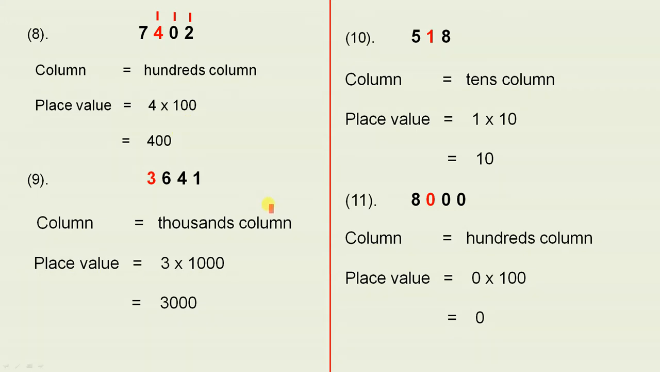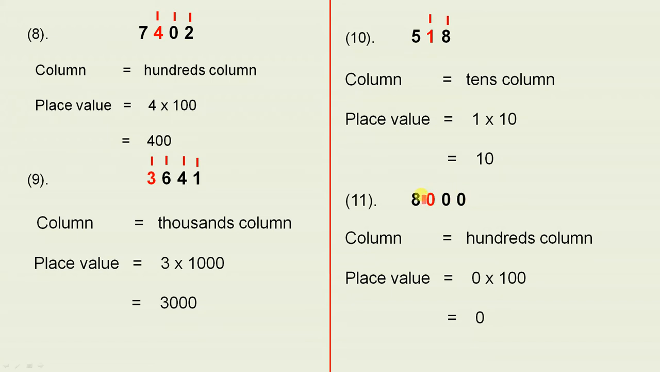Number 9, 3,641, the column is the thousands column because it's units, tens, hundreds, thousands. So the place value is 3 times 1,000, which is 3,000. Number 10, 518. The column is the tens column, units, tens. The place value is 1 times 10, which is 10.